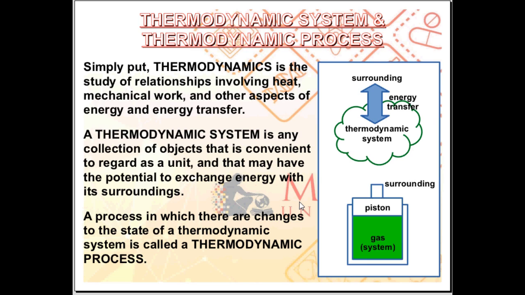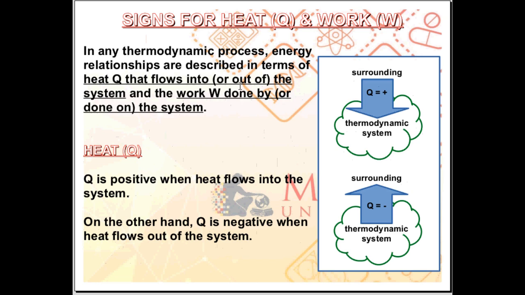So to distinguish one from the other, for example, work done by the gas or system and work done by the piston on the gas, on the system, we have a positive negative sign convention. So you have signs for heat Q and work W. In any thermodynamic process, energy relationships are described in terms of heat Q that flows into or out of the system and the work done by or done on the system by the surrounding.